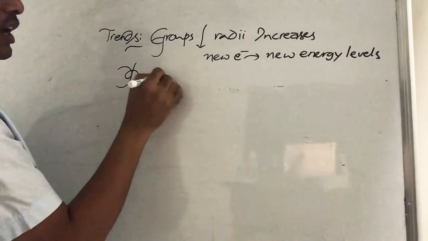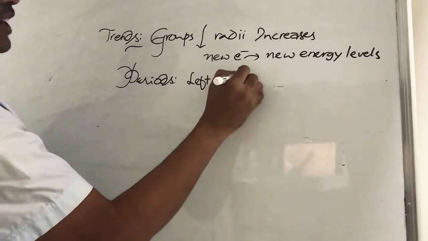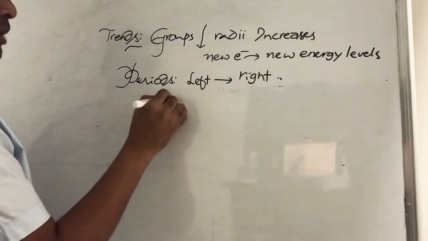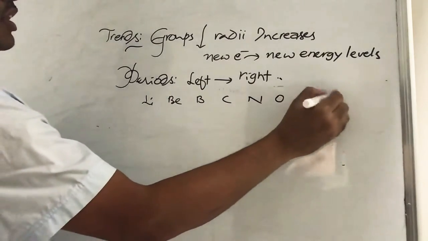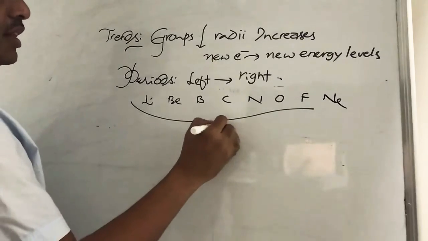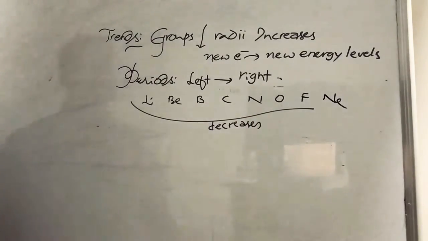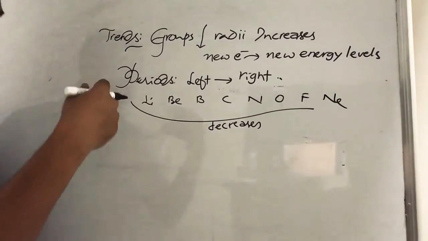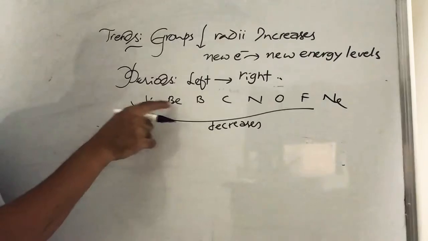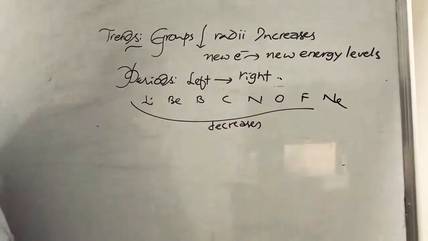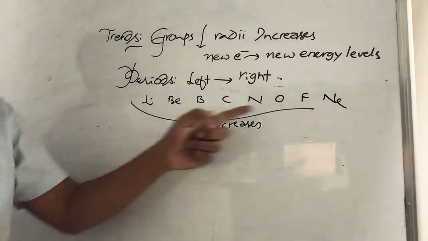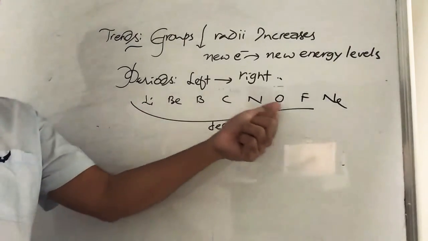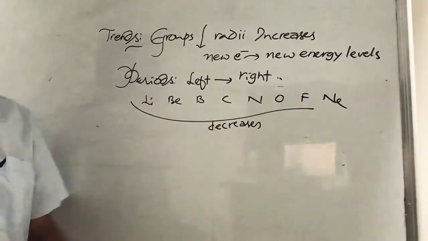Periods. Left to right in a period. What happens in a period particularly? I'm taking a simple period: lithium, beryllium, boron, carbon, nitrogen, oxygen, fluorine, neon. Up to fluorine, it decreases. Why? The reason is very simple. In all these elements, the differentiating electron enters the same energy level: 2s1, 2s2, 2p1, 2p2, 2p3, 2p4, 2p5. So the electron is coming into the same energy level, but the nuclear power is continuously increasing. You can even calculate the effective nuclear charge, Z star. The Z star of lithium, beryllium, boron, carbon, up to fluorine, the effective nuclear charge will be more. Because of that, fluorine's atomic radius will be small.